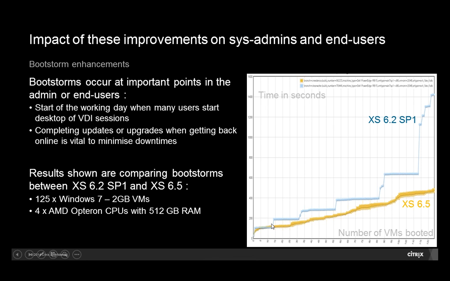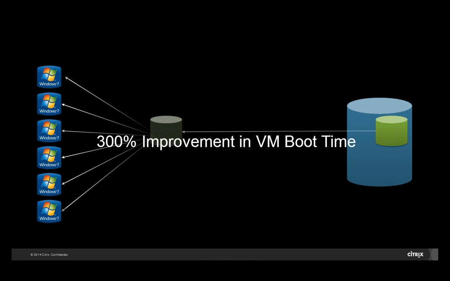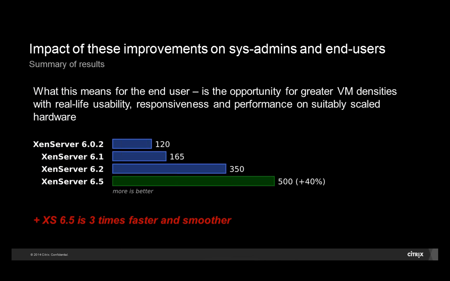Normally XenCenter starts 25 VMs simultaneously to do it in tranches, and you can see in the 6.2 version these parts of the system started to bottleneck and lead to these threshold jumps in the start time for the VMs, whereas in XenServer 6.5 those are removed. So that means you get that 300% improvement in the total VM boot time. It happens smoothly, the users don't feel it, and each one of those VMs is much more performant than it has been before. So that's a quick summary slide: 500 VMs, 40% more than before, 3 times faster, with none of these steps, and you get that responsiveness all the time.